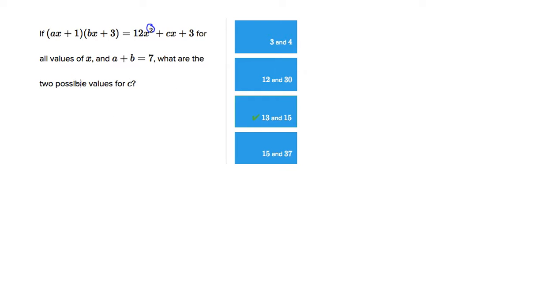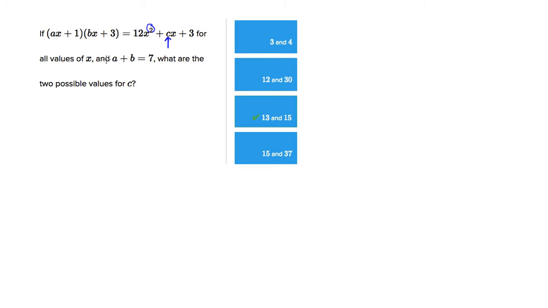So in this question, we're given these two binomials, ax plus 1 and bx plus 3. And when we multiply those, it's supposed to come out to 12x squared plus cx plus 3. And the question in the end is going to ask us to figure out what possible value c could take on, given that a plus b equals 7.